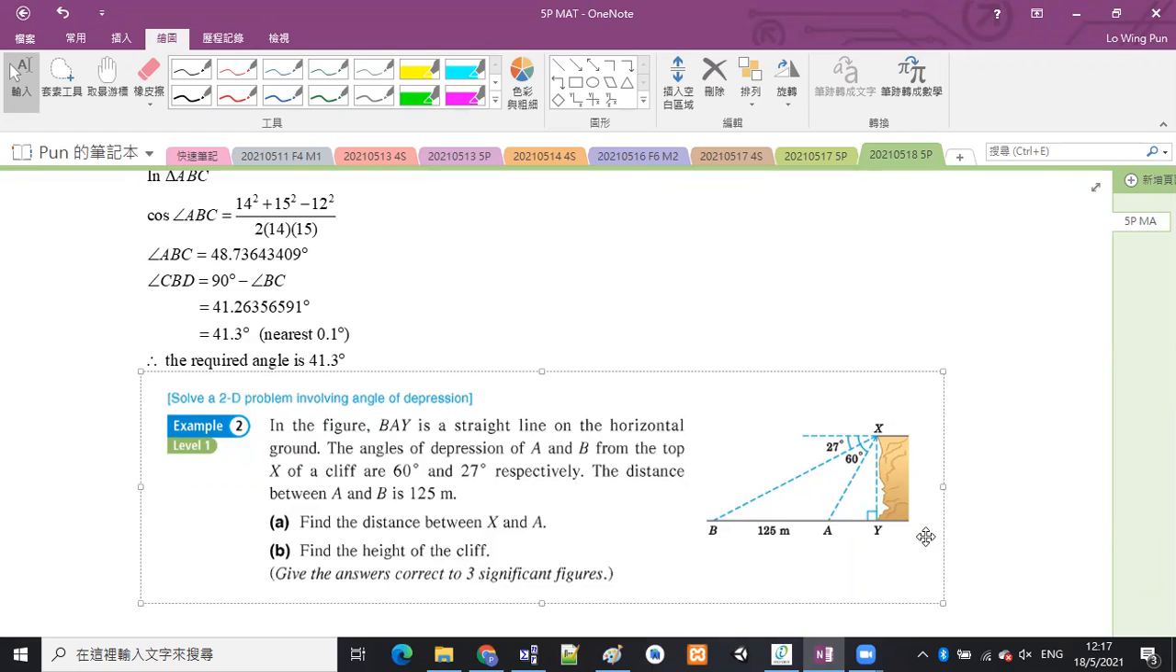Okay. So when X is looking at point A, it is turned 60 degrees downwards from the horizontal. So this will be 60 degrees. And then when X is looking at point B, it is just 27 degrees downwards. So this angle is 27 degrees. Can you get this? Okay. And then the distance between A and B is 125 meters. Okay. And part A, find the distance between X and A.